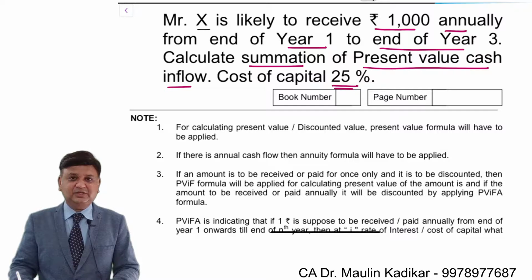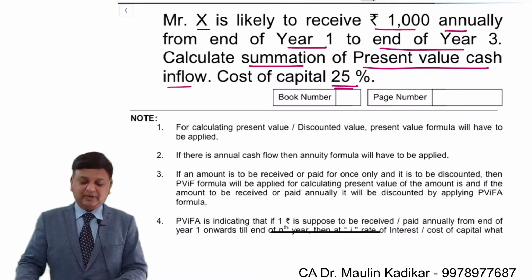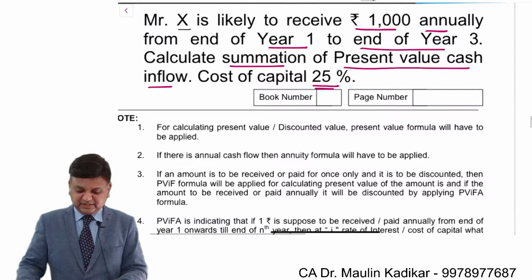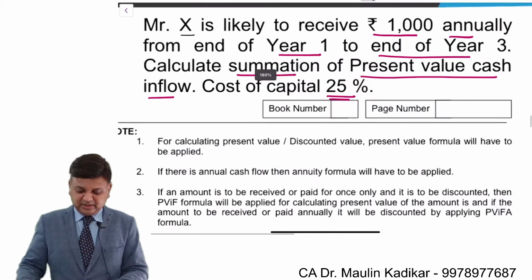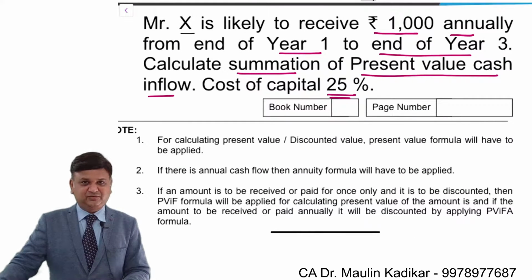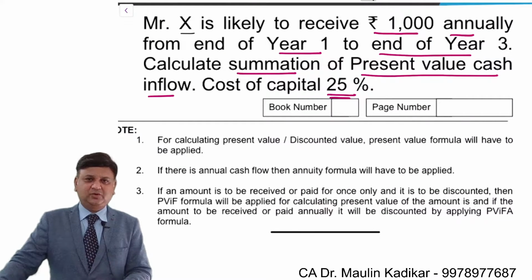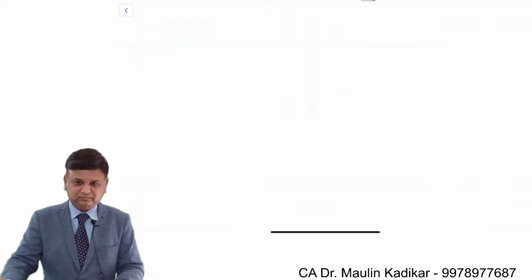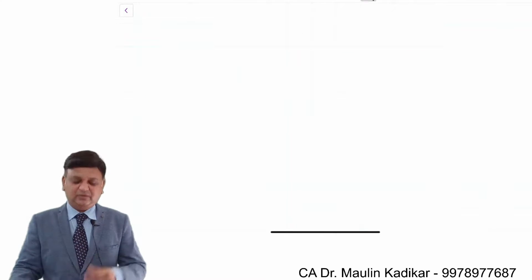Discounting rate is 25%. So you are required to apply the discounting rate of 25% and compute the summation of the present value of the cash inflow. Try to do the answer on your own. So let us see how to calculate the answer.